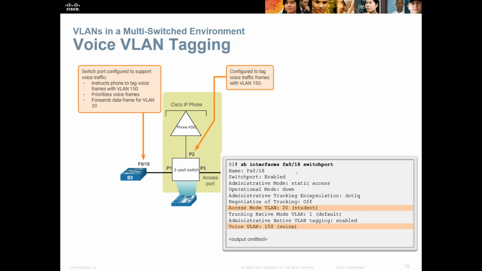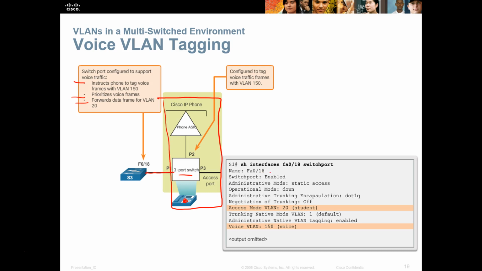So here's voice VLAN tagging again. You have a port on a switch, port 18, and that's plugged into what this whole thing represents, a Cisco phone. Okay, so this is the 3-port switch on the bottom of this phone. It instructs the phone to tag voice frames with VLAN 150, prioritizes voice frames, and forwards the data frame on VLAN 20.